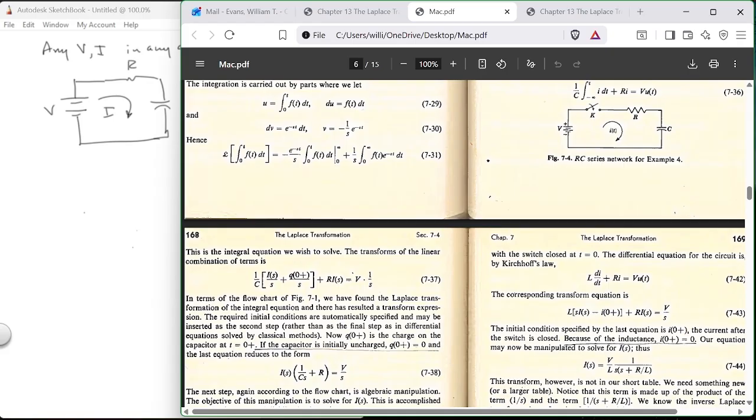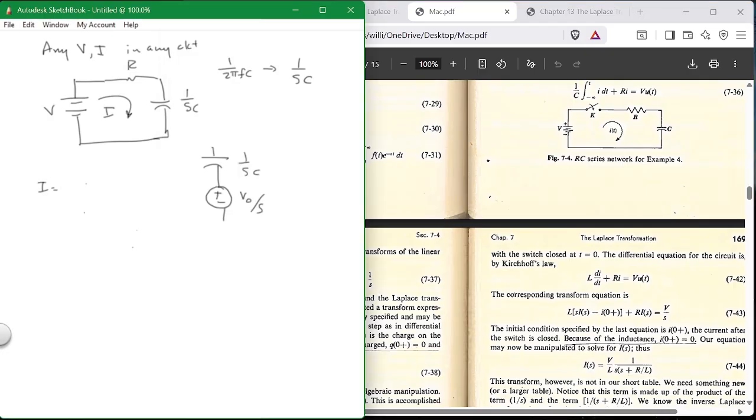Right, so here's my circuit. If this was an R, I would say I is equal to what? V over R. If this is R1 and this is R2, I would say V over R1 plus R2, right? That's how I would do it, okay? Or I would say V is equal to I times R1 plus R2. That's the way I would do it.